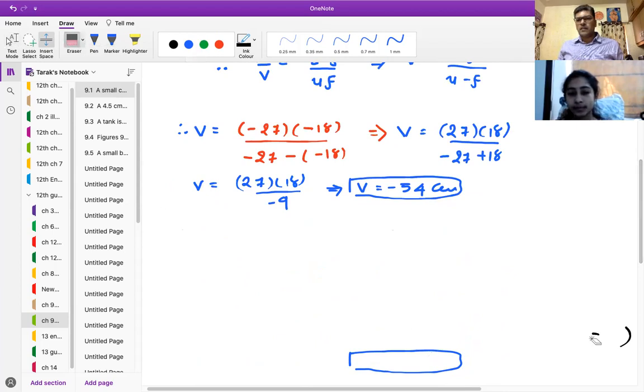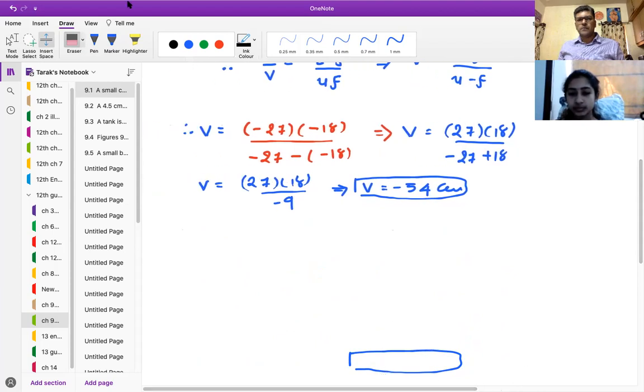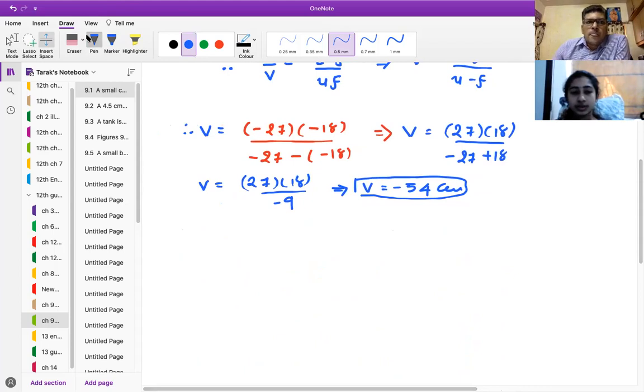But I have another thing available to me, called the magnification value. So I'm just using that magnification: h dash upon h. Magnification will be m.